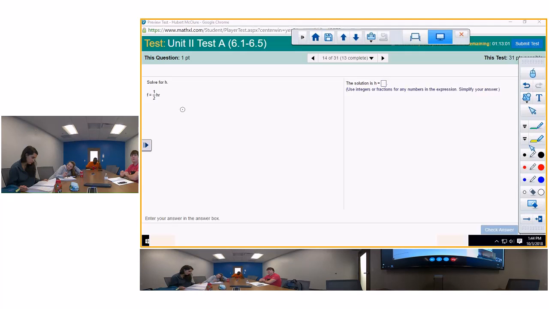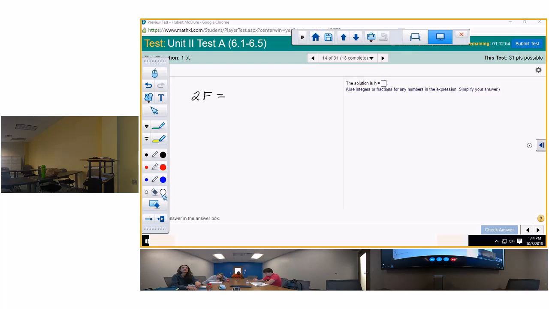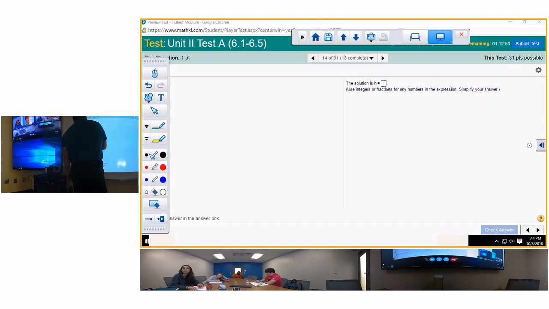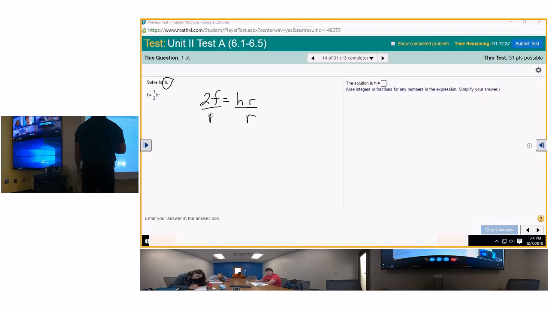So 2F is equal to, oops, I made a cardinal rule. You do not make a capital F out of a lowercase in science. Always remember that. So 2F is equal to H times R. Now what are we solving for? H. So that means I'm going to divide by what? R. So H is equal to 2F over R.